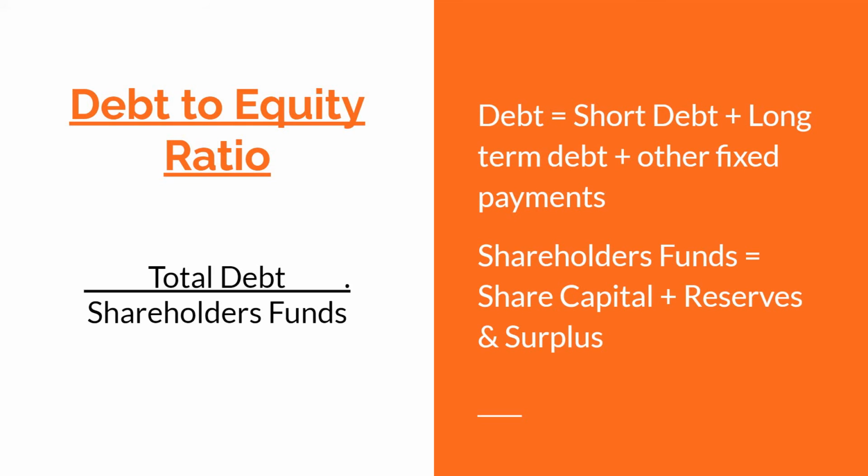So let's suppose your debts are 1 lakh and your shareholders' funds are only 50,000. So your debt to equity ratio becomes 1 lakh divided by 50,000, which becomes 2:1. So here you have that half of your debts are secured by shareholders' funds, which gives a good impression.